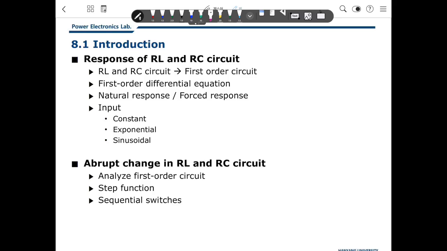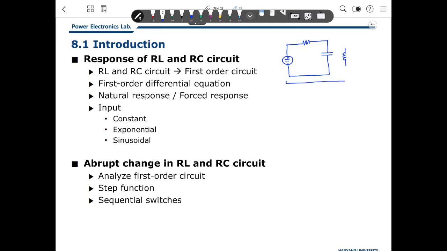We will study chapter 8. In chapter 8, we will cover a simple circuit, such as a voltage source and resistor, and second, adding one energy storage device, such as a capacitor or inductor.